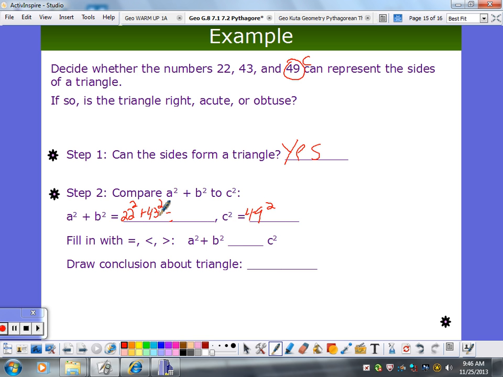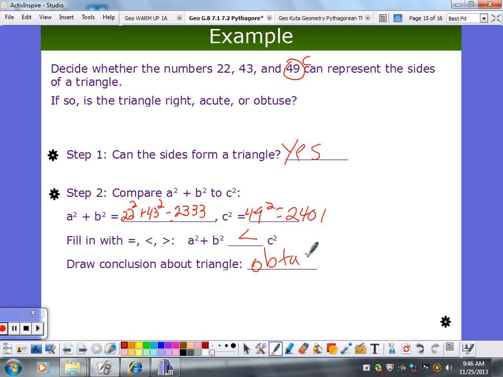So let's see, I think I've done this already. I got, and you check me, somebody do it with me, because I did this quickly and I might have made a mistake. Did I do them right? So you're basically going to find a squared plus b squared, and you're going to find c squared. So I've got 2333 and 2401. So is that equal, less than, or greater than? 2,333 is less than 2,401, correct? So what kind of triangle do I have?